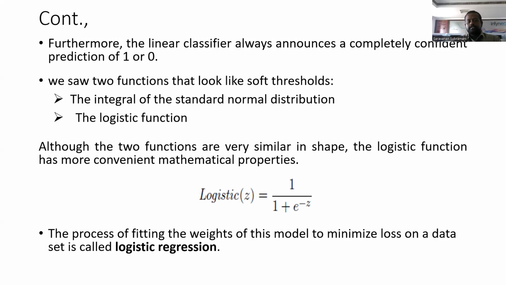We saw two functions that look like soft thresholds: the integral of the standard normal distribution, and the logistic function. Although the two functions are very similar in shape, the logistic function has more convenient mathematical properties: logistic of z is equal to 1 divided by 1 plus e to the power minus z. This process of fitting the weights of this model to minimize the loss on the data set is called logistic regression. It converts the floating value of the outcome into a rounded value, that is, a decimal-point-like value. That is how logistic regression works.